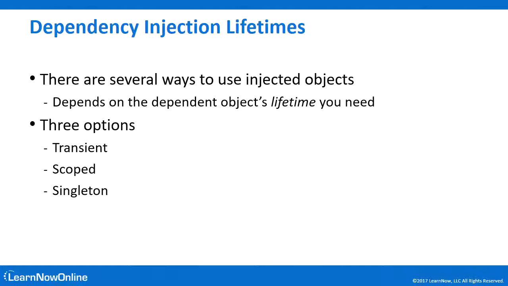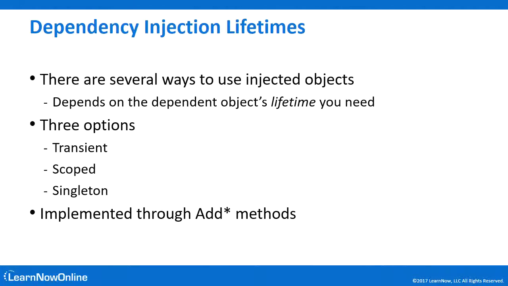Now, on top of these options, there are several ways to register services with the dependency injection container. You can register the service with a given type by specifying the type to use. Or you can use a factory to create the object on demand. You can also directly specify the instance of the type to use, in which case the container doesn't attempt to create that instance. These three lifetime options are implemented through Add methods: AddTransient, AddScoped, and AddSingleton.